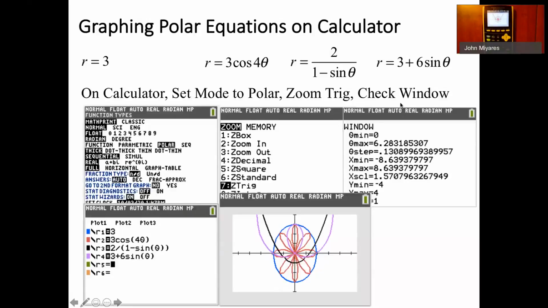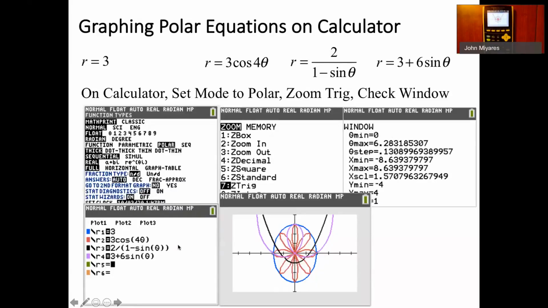So just to summarize, again, we want to make sure we're setting our mode to polar mode. Then we'll hit zoom trig in order to set the window initially because what we're working with are primarily trigonometric functions. We'll make sure our window looks reasonable. It's going to range values of theta equals 0 up to theta equals 2 pi.